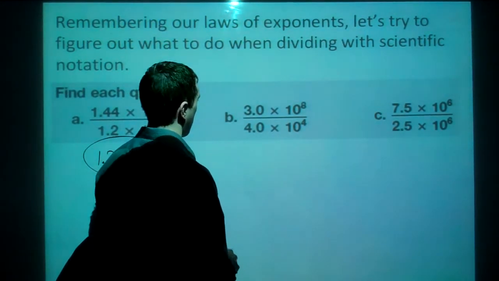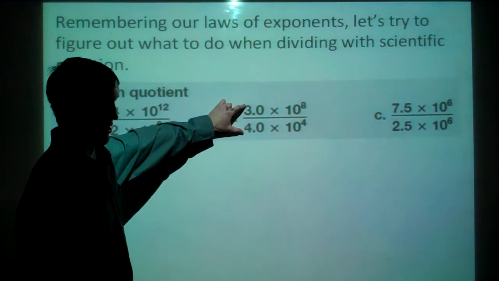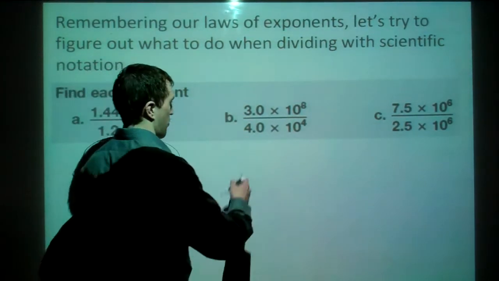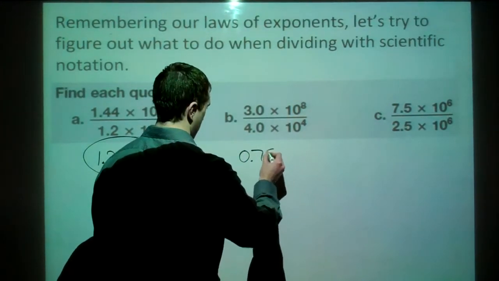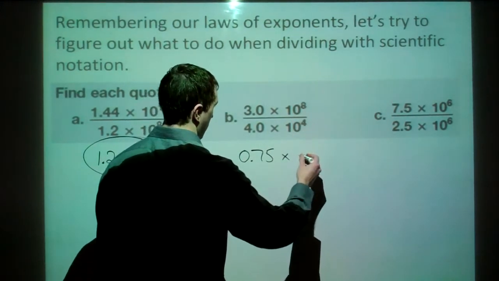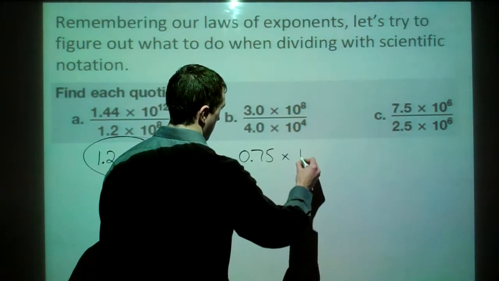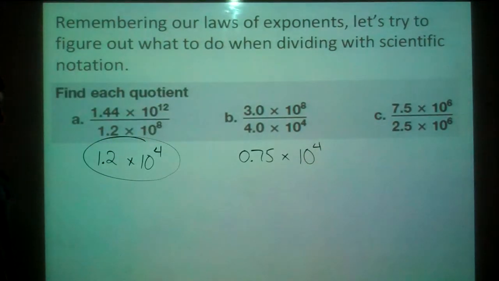Alright, 3 divided by 4, this is going to be a number less than 1. 3/4 basically is 0.75. And then we subtract 8 and 4. Times 10 to the 4. Now this one's a little different.